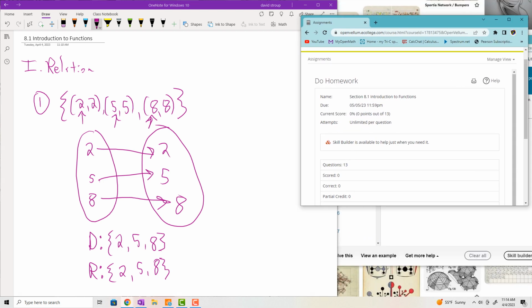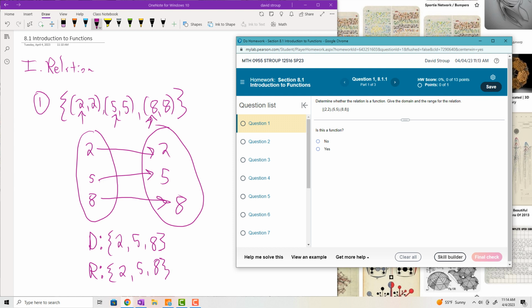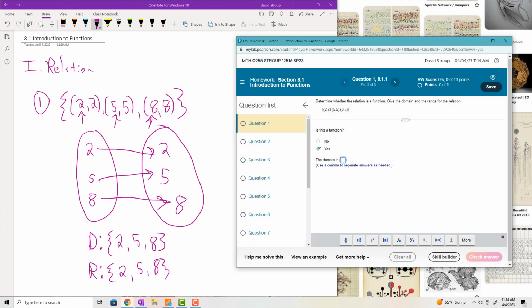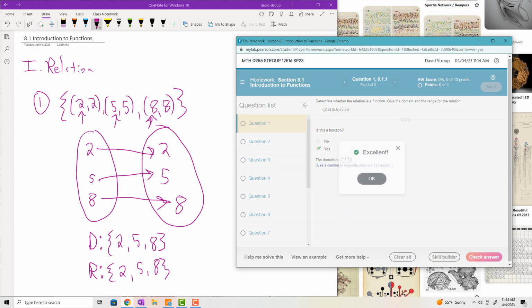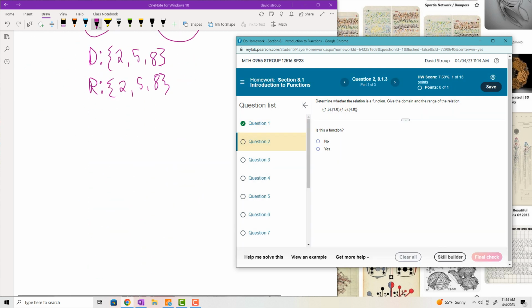Question 1 is, clicked on the wrong thing. Question 1 is, is this a function? Yeah, it is. Each x coordinate only goes to one y coordinate. For the domain, they just want you to list the x values, 2, 5, and 8. And then the range are the y values, 2, 5, and 8 again. So no big deal.